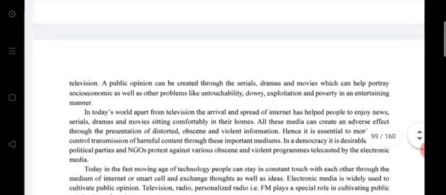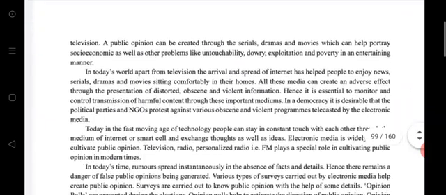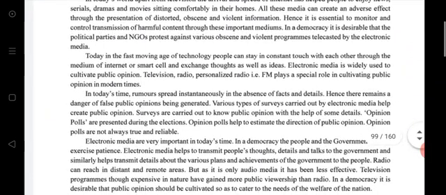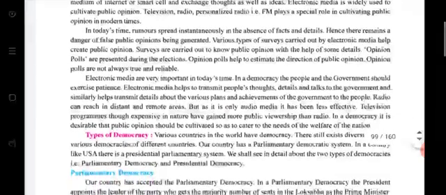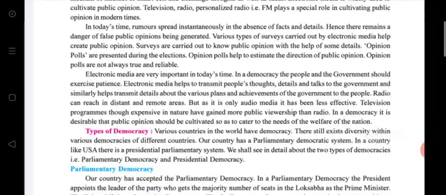Okay, so the first para and the second para are important. Then the third and fourth paragraphs are important but not that important. So we are just doing plain reading, and by yourself you just read. And now we are moving on to the last para. Electronic media are very important in today's time. This paragraph is important. You have to write this para in your answer.